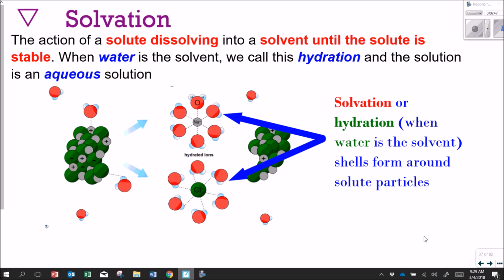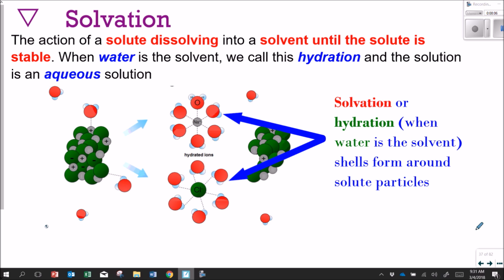The action of a solute dissolving into a solvent until the solute is stable is called solvation. When water is the solvent, we actually call this hydration, and the solution formed is an aqueous solution. So during solvation or hydration, shells form around the solute particles.